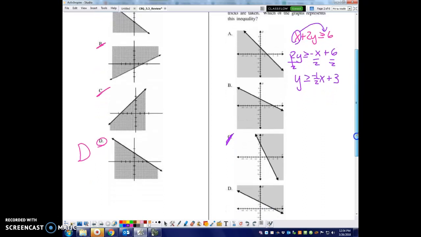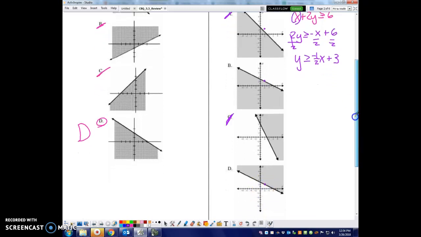Okay, and it looks like they all have a very similar slope, but let's see. We need negative 1 over 2. So down 1 over 2. Well, that one didn't work. Down 1 over 2. That worked. Down 1 over 2. That worked. Okay, so now we're just saying which side we're going to shade.